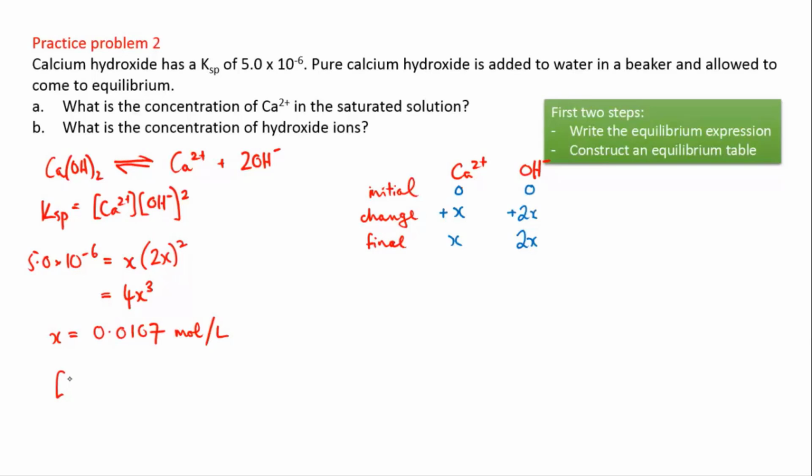So we can say that the concentration of calcium ions, and we should look at significant figures. We started with 5, which is 1 significant figure, so let's call it 0.011 molar. And our concentration of hydroxide ions will be 0.0107 times 2, to 2 sig figs, which will give 0.021 molar. And there's the problem solved.